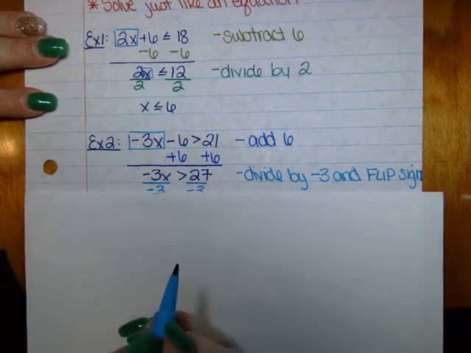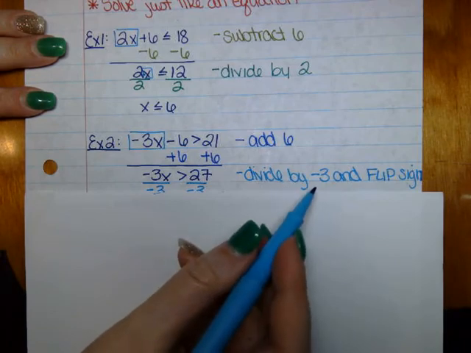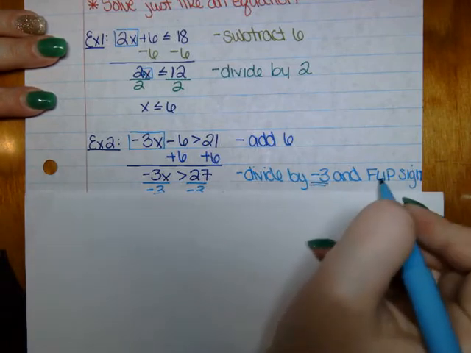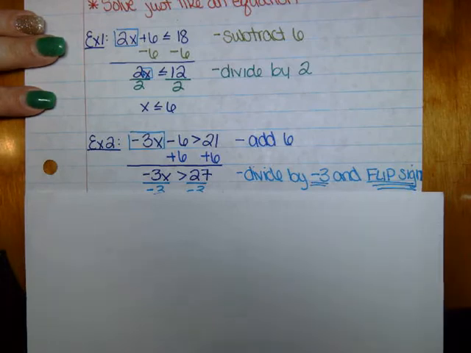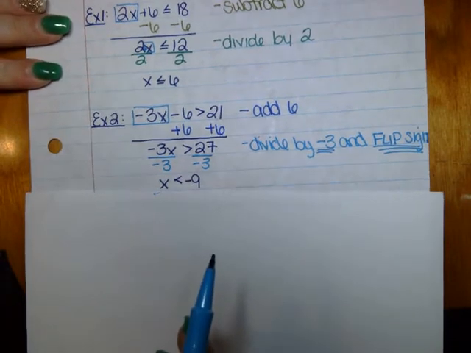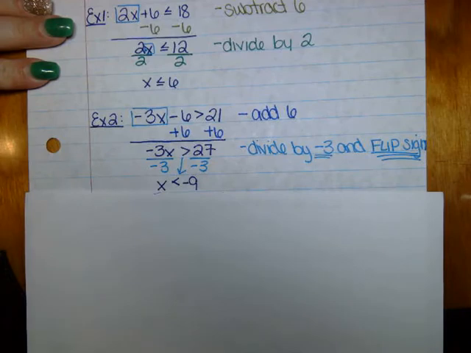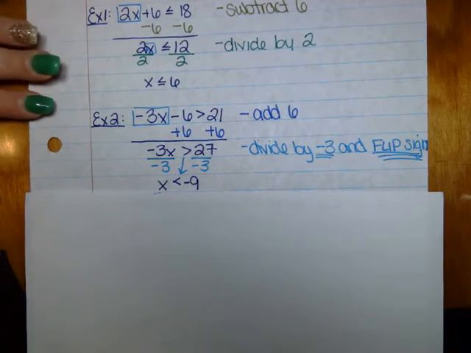Remember, if you are dividing or multiplying both sides by a negative, you have to remember to flip your sign. Otherwise, your graph will be incorrect. So when I divide both sides by a negative 3, I end up with x, I flip my inequality sign, so now it's a less than, and a negative 9.